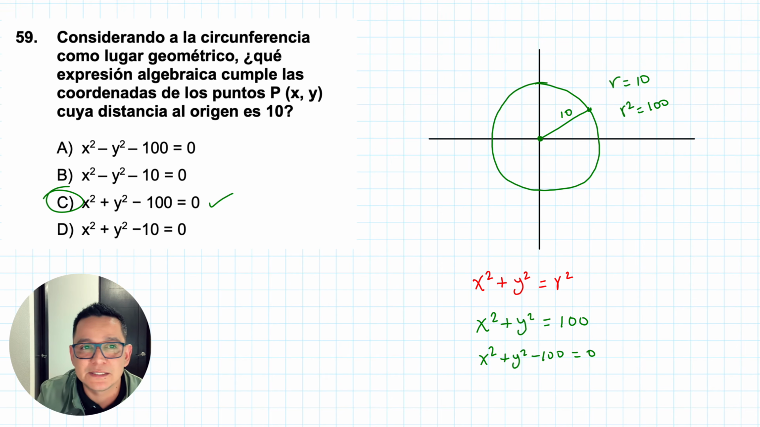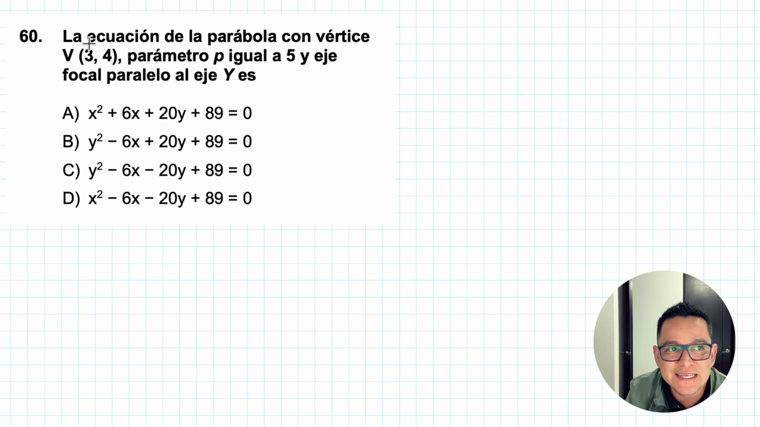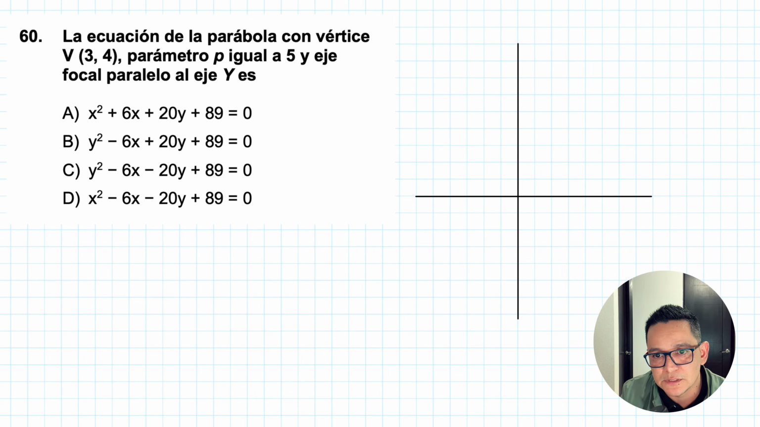As you can see, this one was pretty simple. Let's move on to number 60, which isn't so easy anymore, so let's do it slowly. It says, the equation of the parabola with vertex at V3, for parameter p equal to 5, and focal axis parallel to the axis. And let's see, there are several things here that are important to highlight. For example, it's talking about the vertex, it's talking about parameter p, and it's also talking about the focal axis. Let me tell you what each of those things is, in case you didn't know them or just don't remember them.